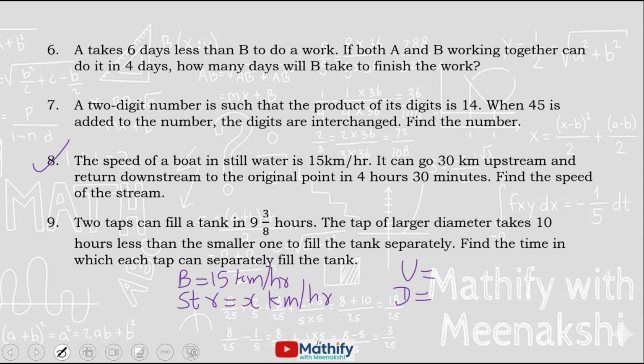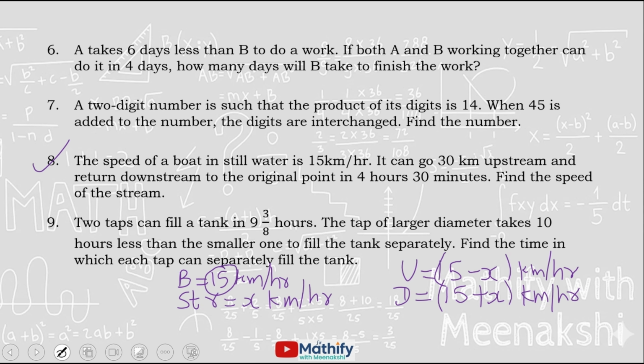For upstream you should know that we always subtract the speed of stream from the boat, because they are moving in opposite directions. So always write boat minus stream. You will write 15 minus x kilometer per hour. But in downstream both are moving in the same direction, so your relative speed will increase. So you can write 15 plus x. In downstream, either you write x plus 15 or 15 plus x, it will not affect your answer. But in upstream you have to be very careful to write the boat speed first, whether it's known or unknown.